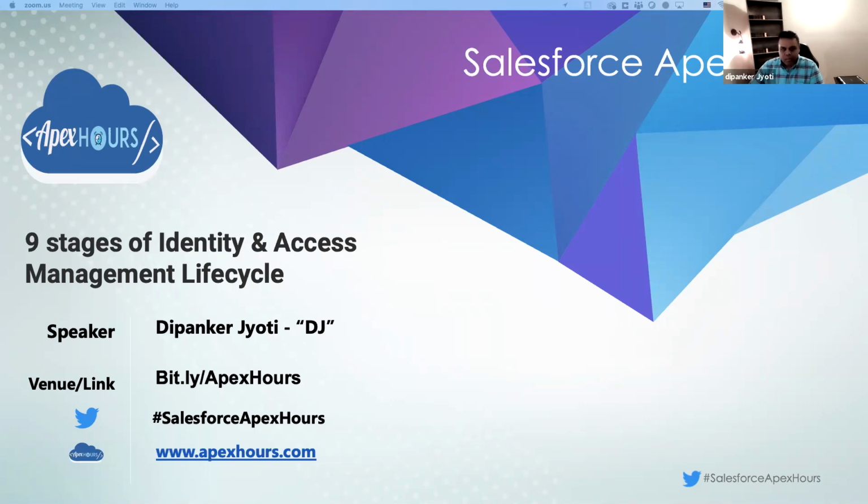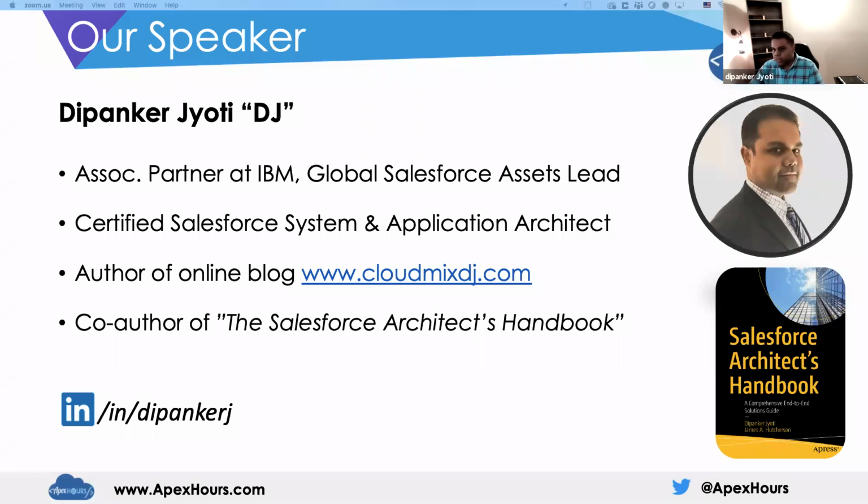Without further ado, a little bit about me. My name is Dipankar. I go by DJ. I'm currently the associate partner at IBM, the global Salesforce practice. I manage their Salesforce-based assets, accelerators, and solutions globally. I'm a certified Salesforce system and application architect, along with 13 other Salesforce certifications and 10 non-Salesforce cloud certifications, such as AWS, Google, blockchain. I'm also the author of the online blog called cloudmixdj.com, which is mainly a forum dedicated to cloud architecture concepts.